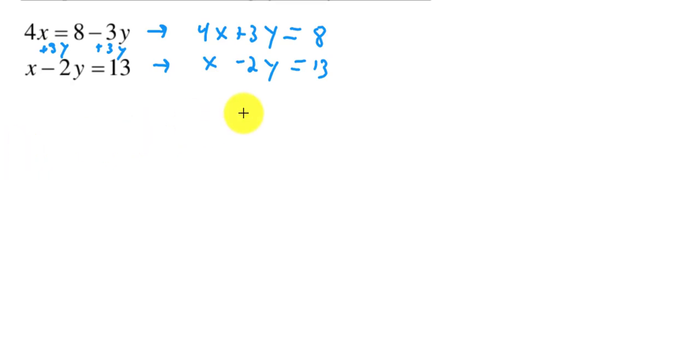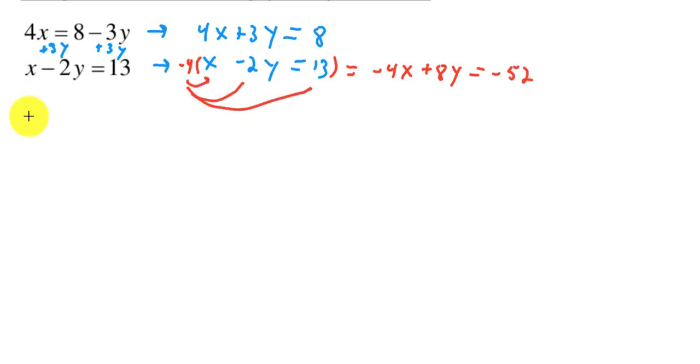Now, before I can add these two equations together, I have to get opposite coefficients in either x or y. Okay, so this is where it gets a little tricky. I want to eliminate a variable. So since I already have positive 4x on the top, if I multiply this bottom equation by minus 4, look what happens. I end up with negative 4x plus 8y equals negative 52. You see what I did? I distributed the negative 4 all the way through.